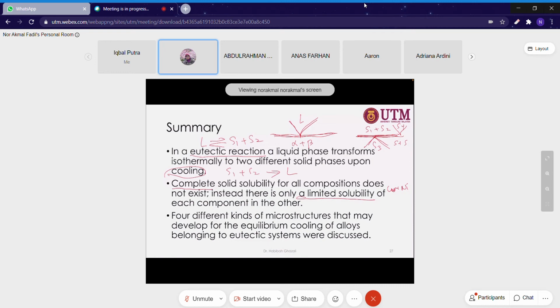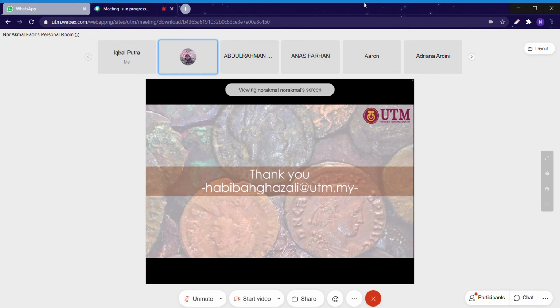Okay, four different kinds of microstructure that may develop for the equilibrium cooling, all belonging to the eutectic system, were discussed. Okay, the transformation during the process from liquid to solid. Okay, I think that's all. Is there any question before we move to the next slide?